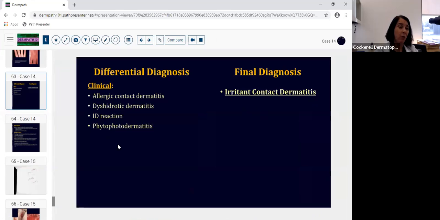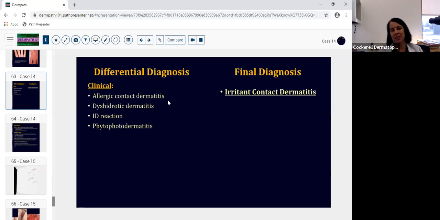The differential both clinically and histologically is allergic contact derm. There can be a clouded picture because you can have an agent that's allergic as well as irritant. So you can see eos and you can see neutrophils. So you can't always use that. You really need clinical correlation.